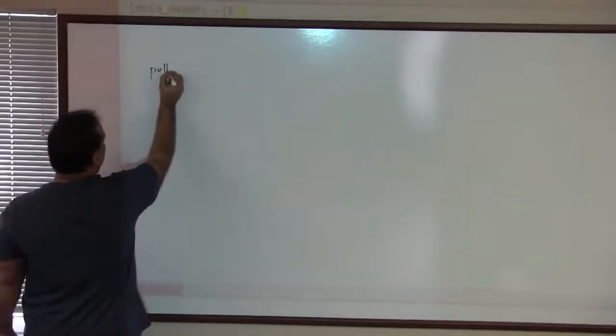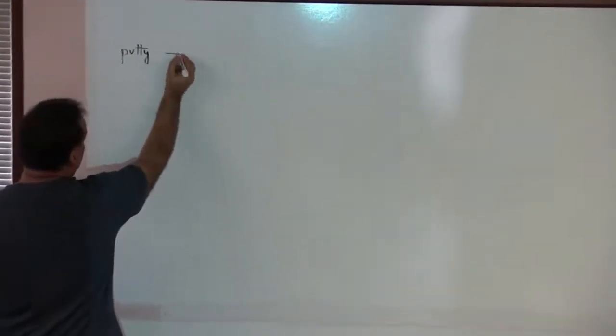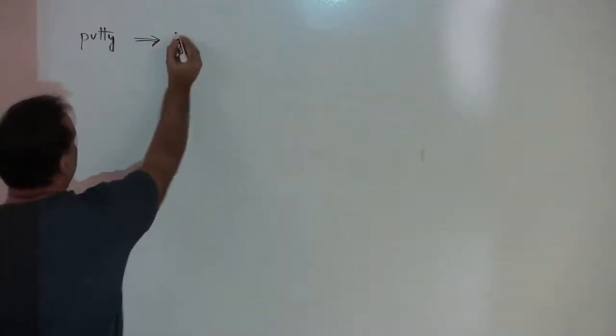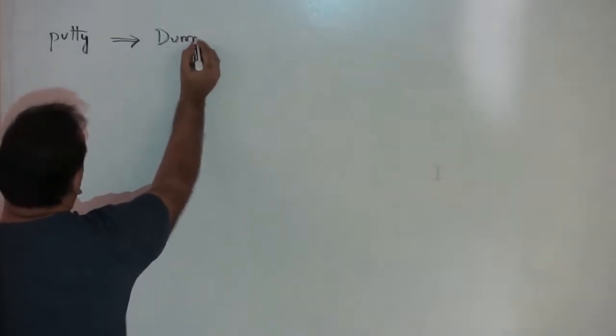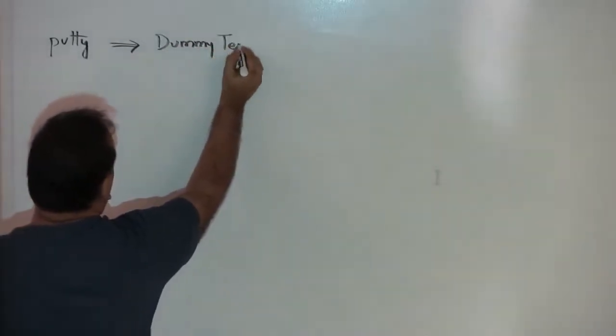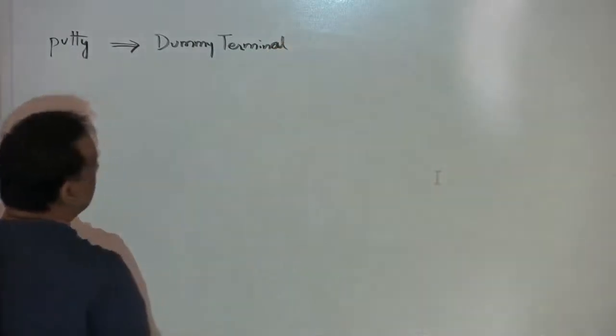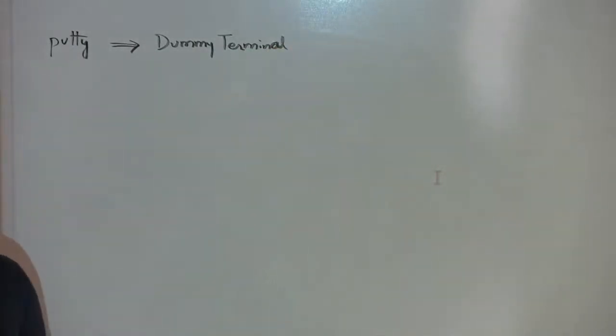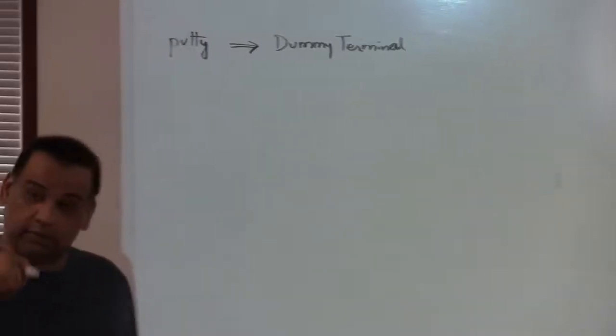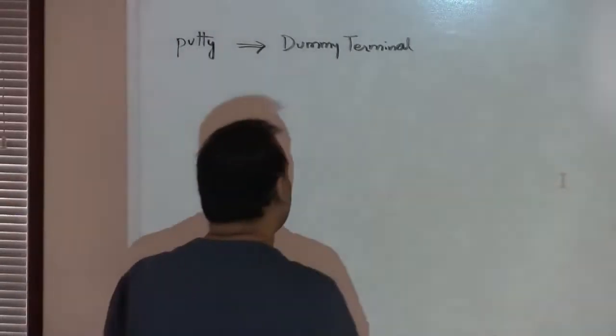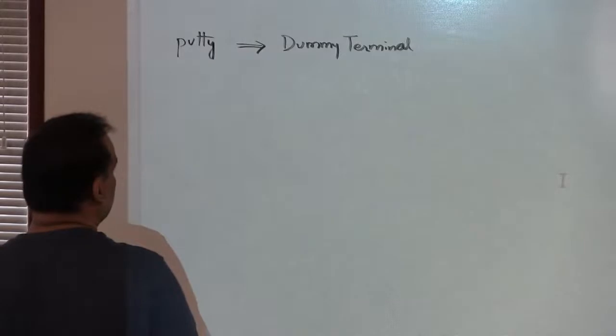Okay, so first of all, we used a program called PuTTY, which is also called a dummy terminal. The reason for that is because it does not have any power to process any information. It is dummy because you use it to send the commands, and the commands are processed on the server side. That's why it is also referred to as a dummy terminal.